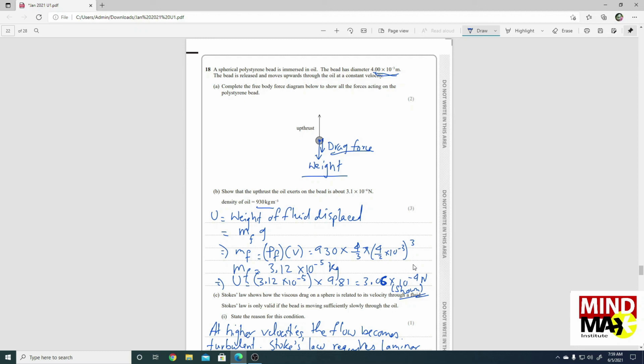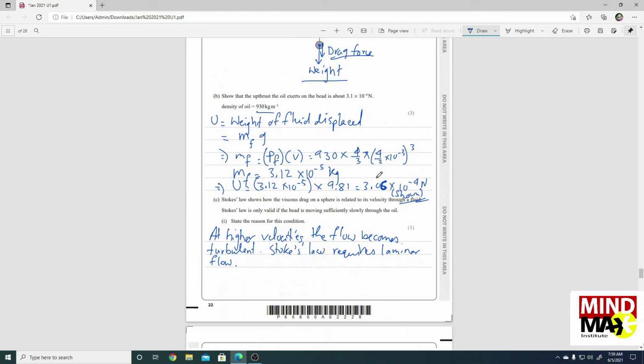4 by 3 pi r cubed, right? The r is half of the diameter. I put it here. So from here I found the mass of the fluid, and upthrust is what? Weight of the fluid. So mass of the fluid multiplied by g, I got the upthrust, which is 3.06 times 10 to the power minus 4, which is approximately 3.1. So our answer is shown to be correct.